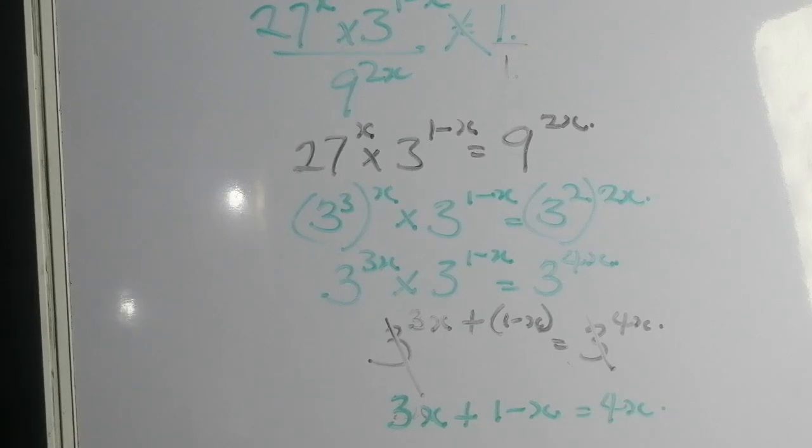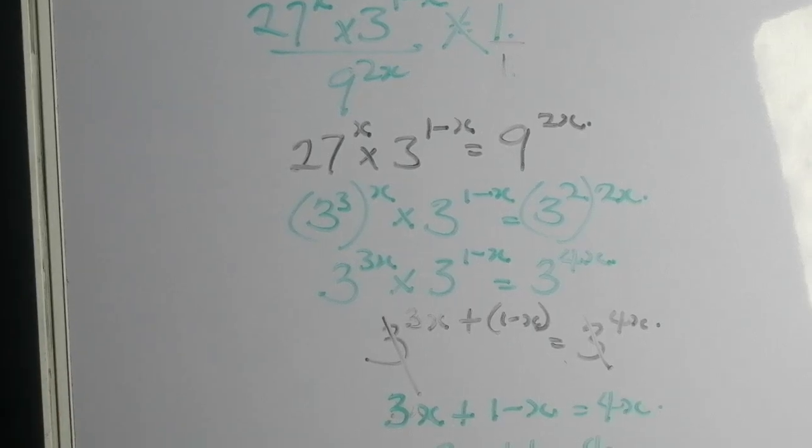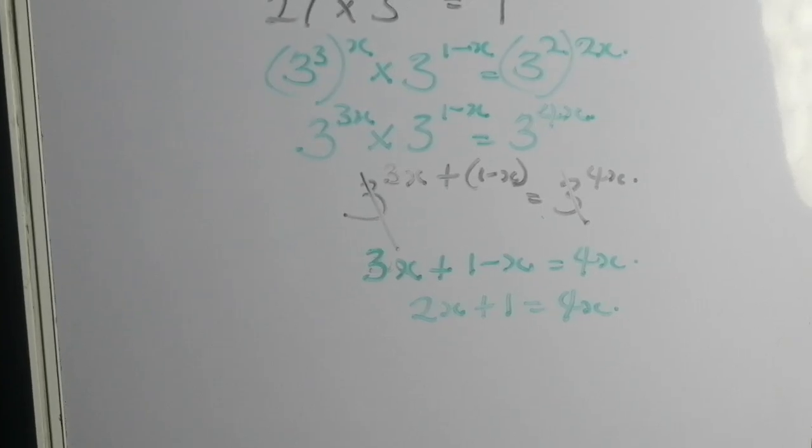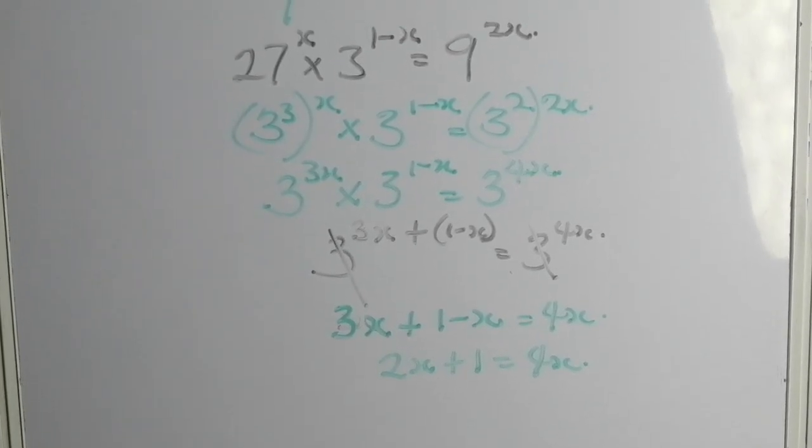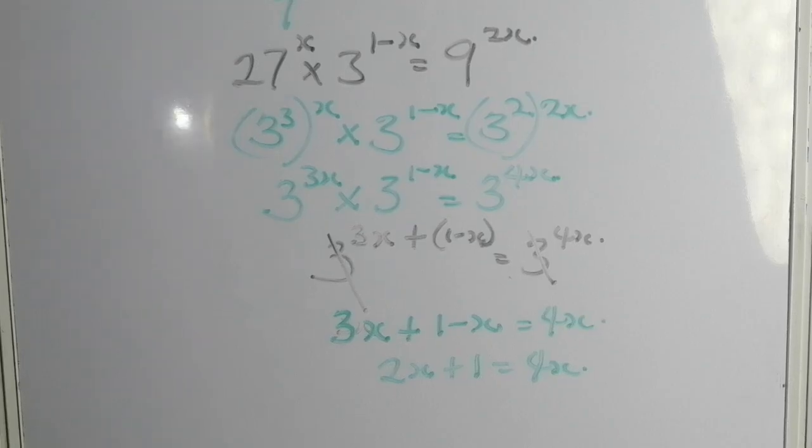So what can we do here? We bring all like terms together. Like now, 3x minus x is the same thing as saying 2x, plus 1 equals 4x. It's as simple as that. So 2x plus 1 equals 4x. So it means that I can now bring all the x terms together.